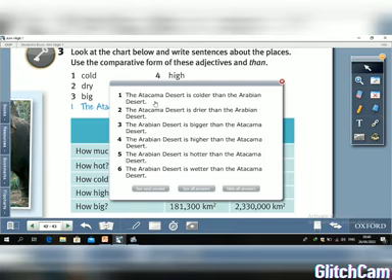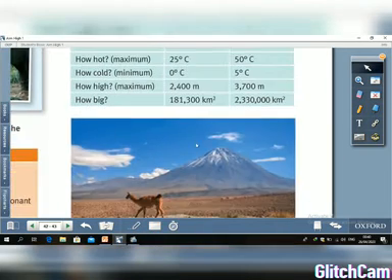The Atacama Desert is colder than the Arabian Desert. The Atacama Desert is drier than the Arabian Desert. The Arabian Desert is bigger than the Atacama Desert. The Arabian Desert is higher than the Atacama Desert. The Arabian Desert is hotter than the Atacama. The Arabian is wetter than the Atacama.